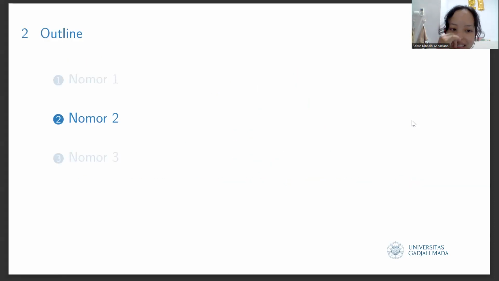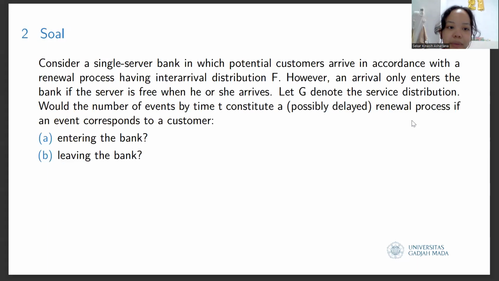Okay, next up we have the second question. It's still in English, so I'm going to continue to talk in English. So we will take a look at a single server bank in which potential customers arrive in accordance with a renewal process having inter-arrival distribution F. However, an arrival only enters the bank if the server is free when he or she arrives. Let G denote the service distribution. Would the number of events by time t constitute a possibly delayed renewal process if an event corresponds to (A) a customer entering the bank and (B) a customer leaving the bank?